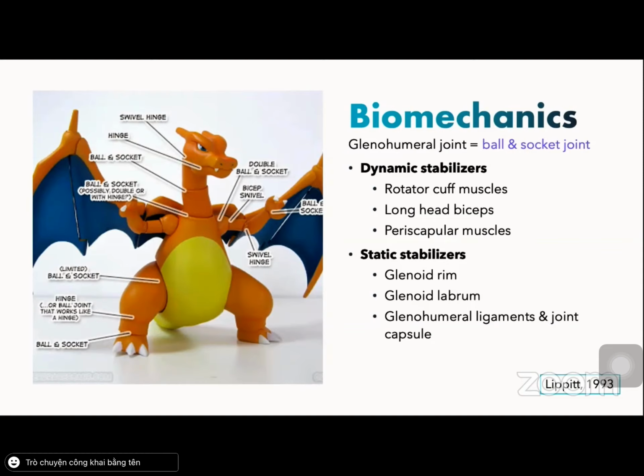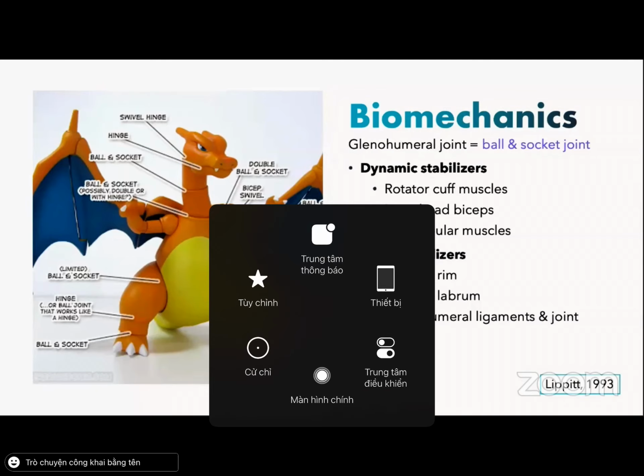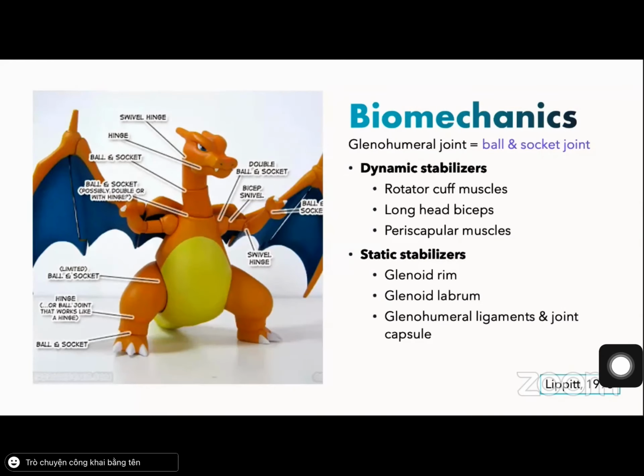They can be divided into dynamic stabilizers, for example the rotator cuff muscles, and static stabilizers, for example the glenoid labrum. These structures act through two major mechanisms for stabilization: concavity compression and scapulohumeral balance. In particular, the presence of an intact glenoid labrum is important to both mechanisms.